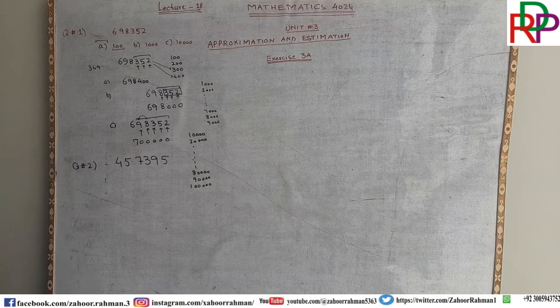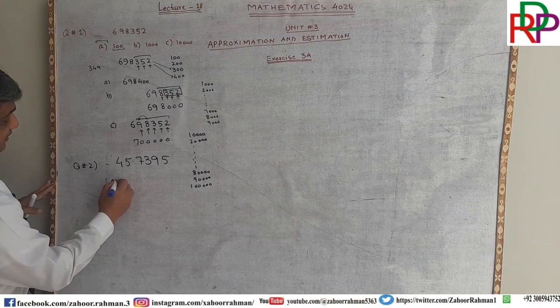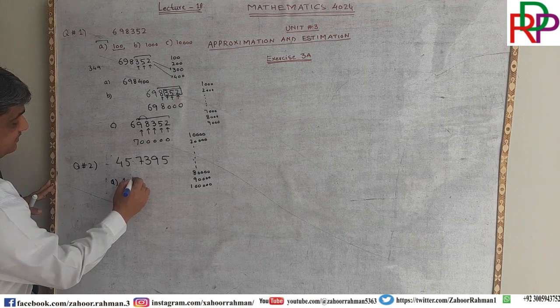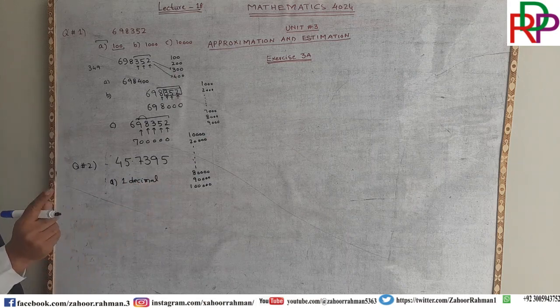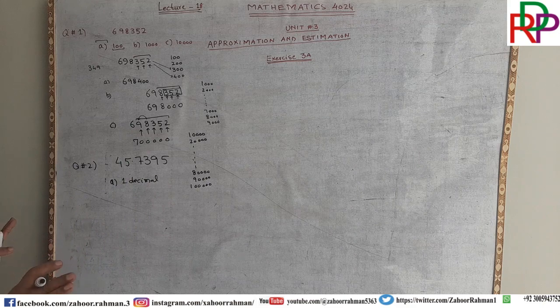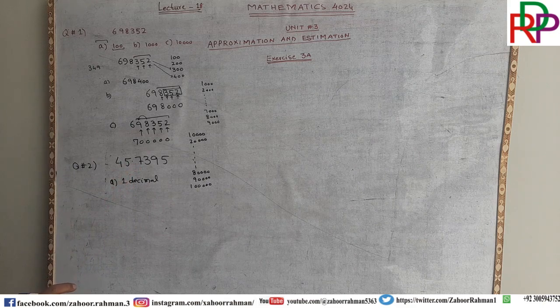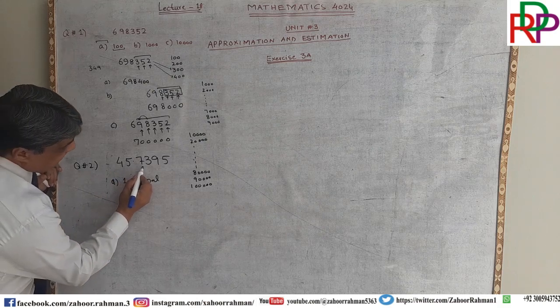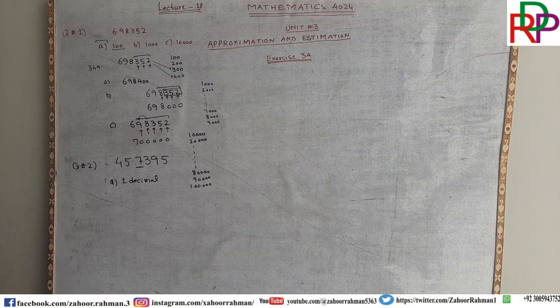One decimal place. We need only one digit after the decimal point. Till here we need the answer. You have to underline. This is the rule.